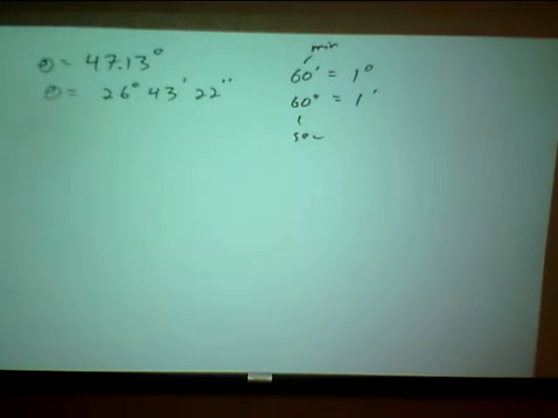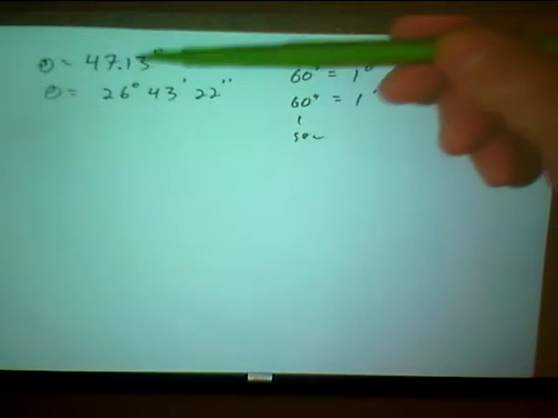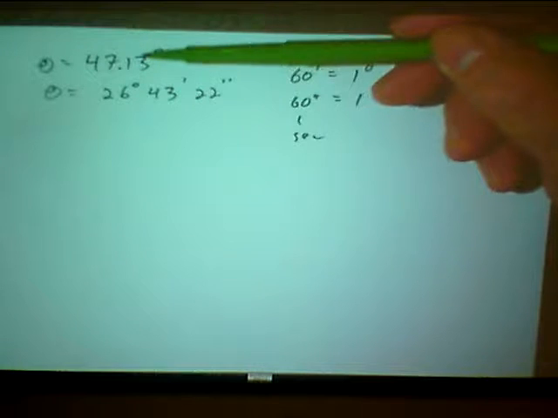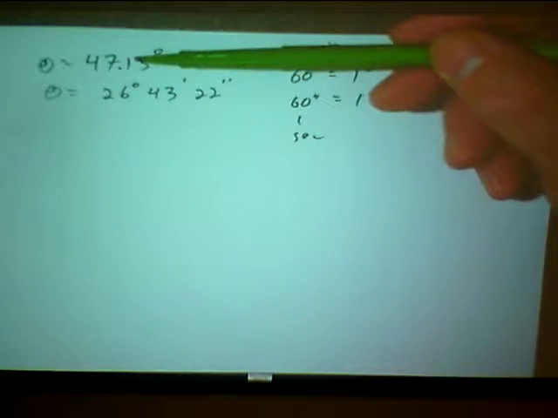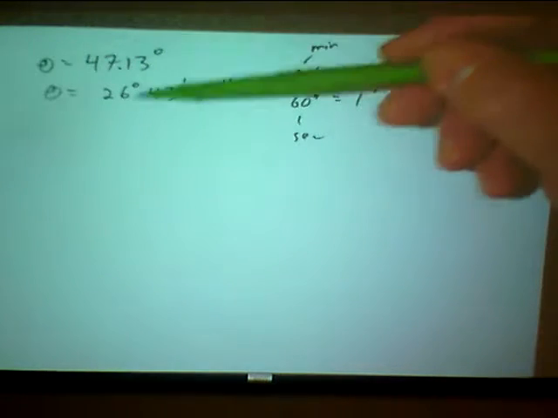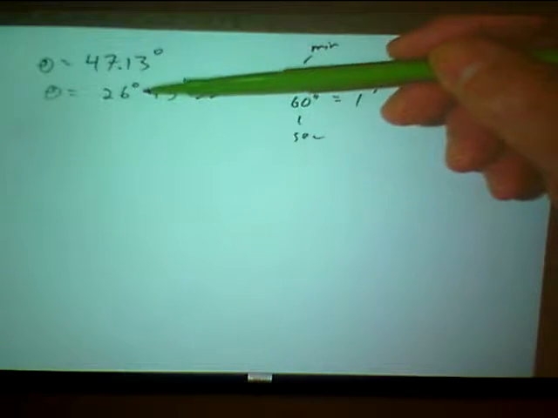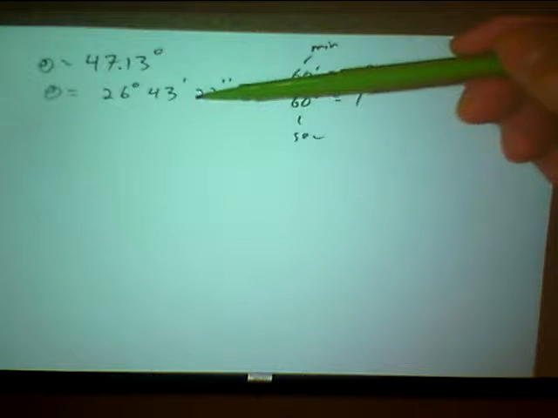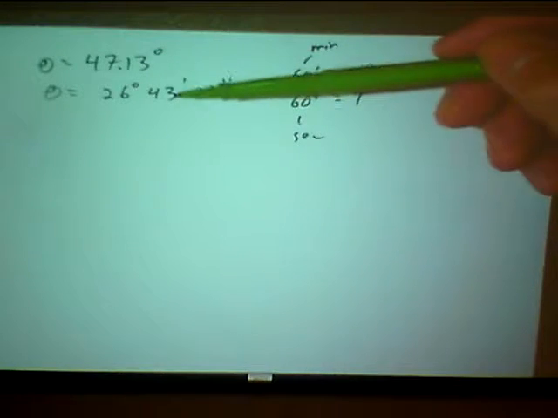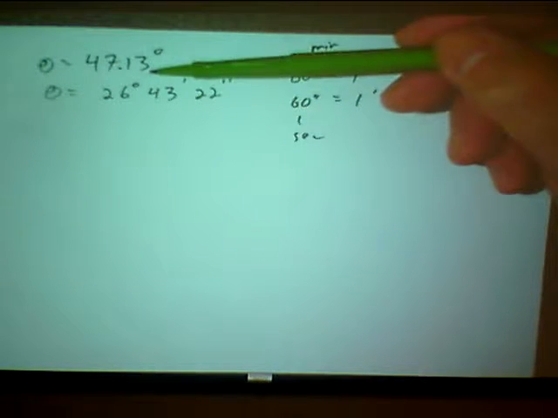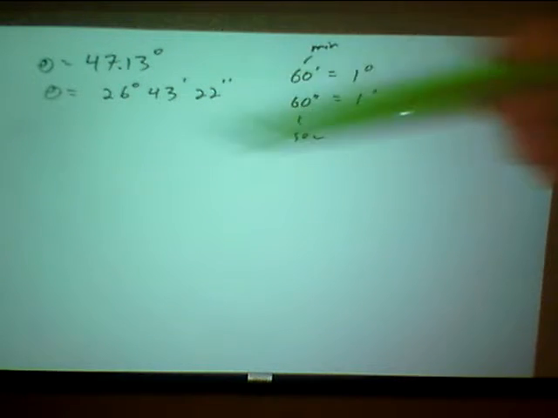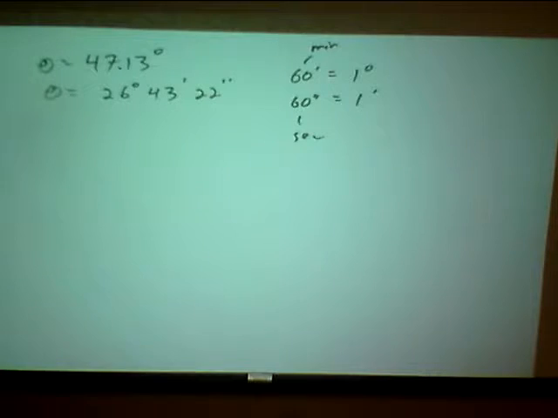Now what we need to do occasionally is to go back and forth. We may be given an angle written as a decimal degree, and I will need to convert it to a number written with minutes and seconds. And then at other times I may be given an angle in degrees, minutes, and seconds, and I want to convert it to a decimal. So let's look at those two things.